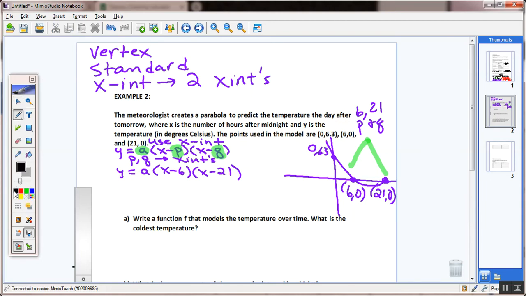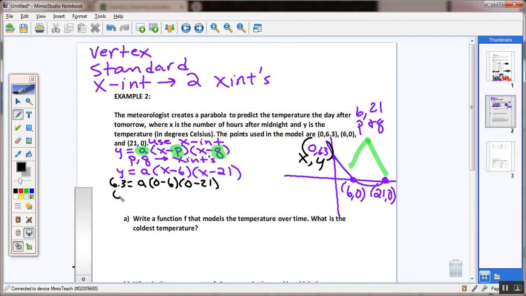Here we go. I'm going to use the point (0, 6.3), which states when x is 0, your y value is 6.3. Use that point to plug in. What are you throwing in for y, kids? 6.3 equals your a value times. What's the x value when y is 6.3, kids? 0 minus 6, and then 0 minus 21.